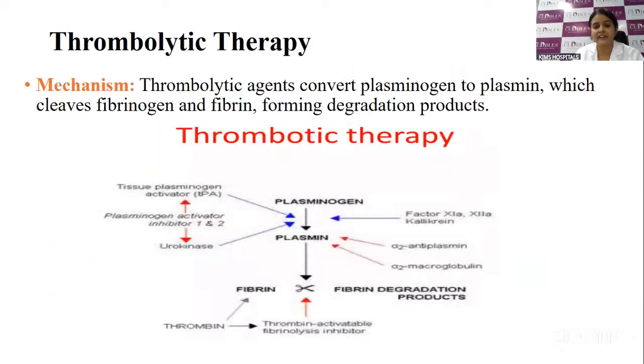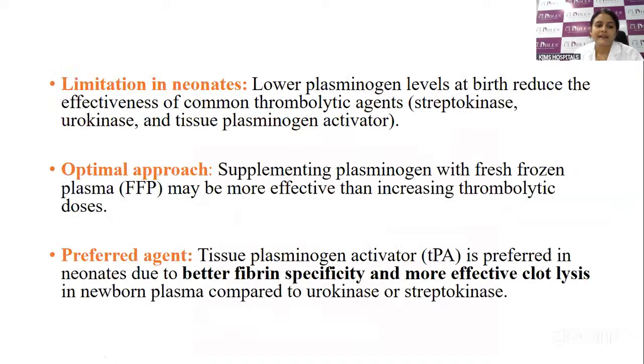Tissue plasminogen activator converts plasminogen to plasmin, and plasmin cleaves fibrinogen and fibrin, leading to the formation of fibrin degradation products. For thrombolytic therapy, because of lower plasminogen levels at birth, there is reduced effectiveness of thrombolytic agents in neonates. So the need for thrombolytic agents in neonates is less.